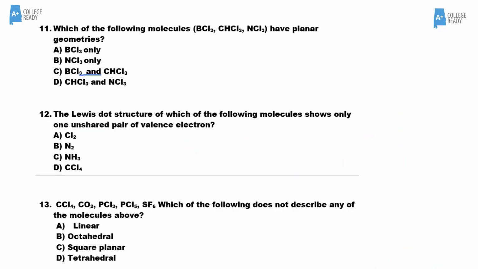So you would have to draw out the Lewis structures for these. BCl3, boron is one of those atoms that's happy with 6 electrons, so boron is going to have 3 chlorines attached to it. CHCl3 is going to have the hydrogen and then the 3 Cls, so that can't be planar, that's going to be tetrahedral. And the NCl3 is going to have a nitrogen, 3 Cls attached to it, and then you still have a lone pair. So you'd have to draw out the 3 of them to get an idea of what the Lewis structure is, but there's only one that's planar, and that would be the BCl3.